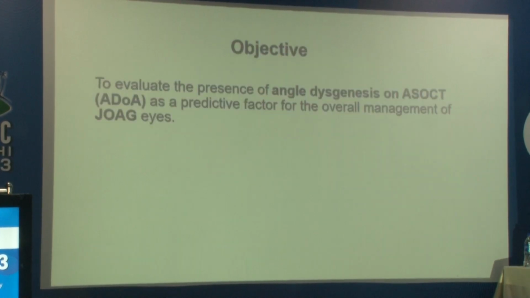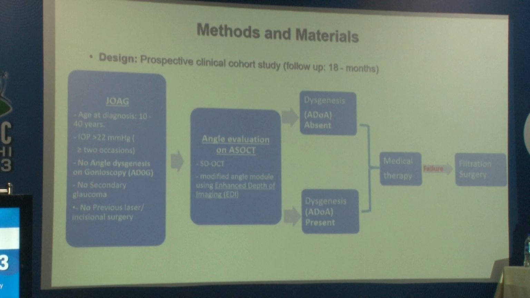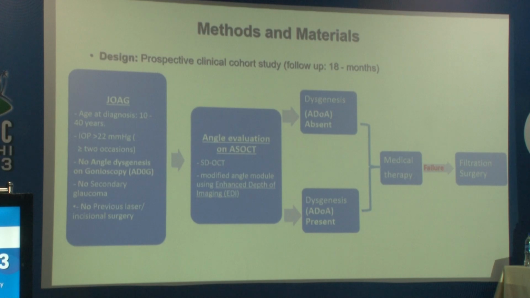So the objective of the present study was to evaluate the presence of angle dysgenesis on ASOCT as a predictive factor for overall management of JOAG eyes. It was a prospective clinical cohort study with 18 months follow-up. Only those JOAG eyes were included that had no angle dysgenesis on gonioscopy. Angle was evaluated on ASOCT, STOCT machine. They were divided into two cohorts in which dysgenesis was present or absent. Both these cohorts initially received medical therapy, and in those eyes which showed failure, they underwent filtration surgery.